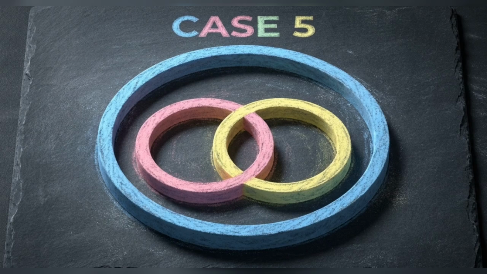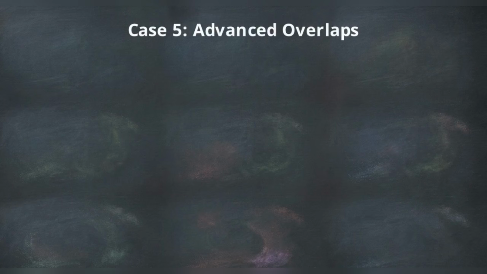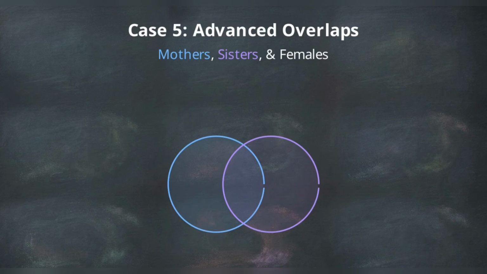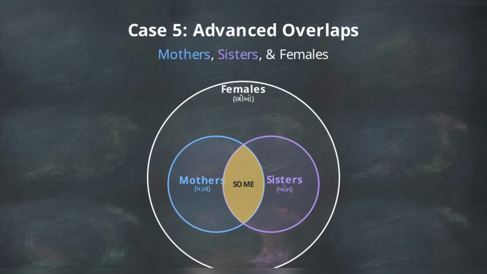It tests your ability to distinguish between partial and total inclusion. Let's look at this setup. The variables here are mothers, sisters, and females. Internally, we have a some relationship. Some mothers are sisters, and some sisters are mothers, but not all. Externally, we have an all relationship. Both categories must exist entirely within the female boundary.